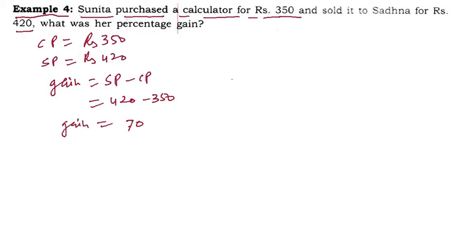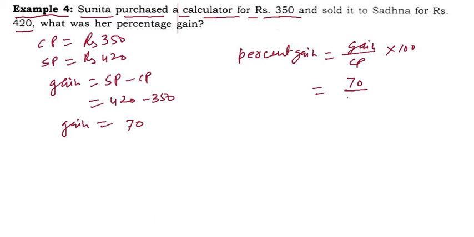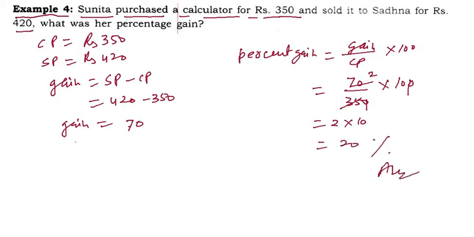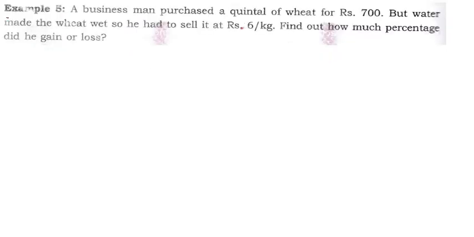Now find the gain percent. You can write here gain percent or percent gain is equal to gain upon CP into 100. Gain is given as 70, and CP is 350, and into 100. So 0 will be cancelled out, and 35 twos are 70. So it becomes 2 into 10, and that is the 20%, and that one is your answer.